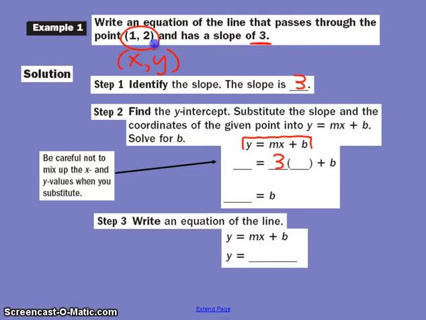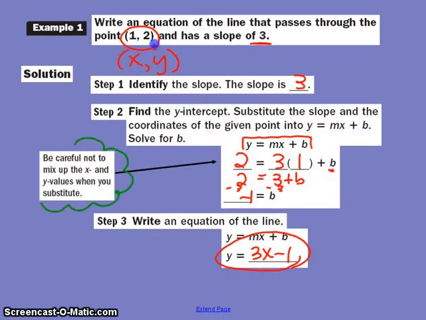So we can use that information where x is 1 and y is 2 to find that missing variable b. So that means 2 equals 3 plus b. Subtract 3 on both sides, and that means my value of b is -1. I now have my slope value and my y-intercept value, so I can write my equation. Now be very cautious that you do not mix up the x and y coordinate when you plug them in.